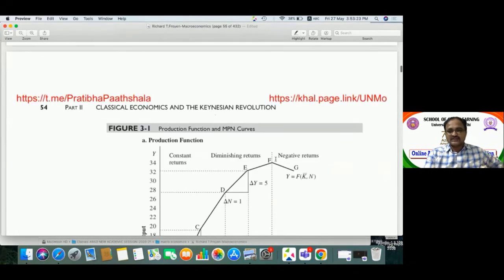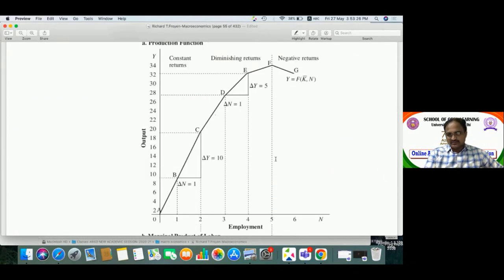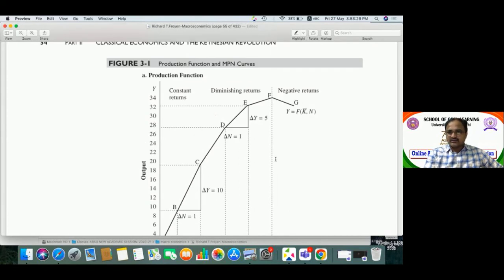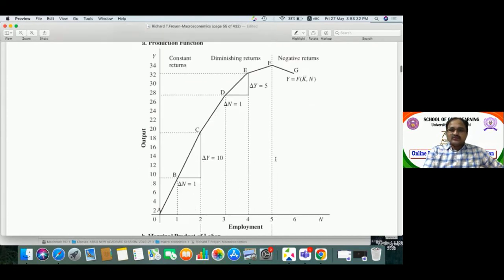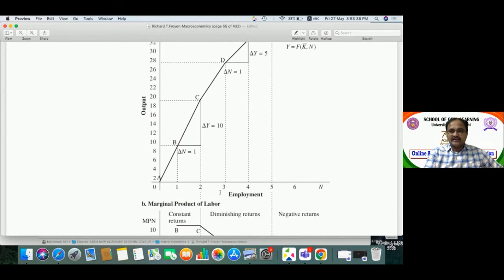So what are we concluding here? This is the diagram, according to that table. According to the classical theory, if you hire labor here, output is produced at this level. If you hire one more unit of labor input, the output is increasing. In the initial stage, the output is increasing at a constant level, and beyond some labor the output is diminishing. If you increase one more unit of labor input after 5 labor, the output goes negative. That we are discussing here.